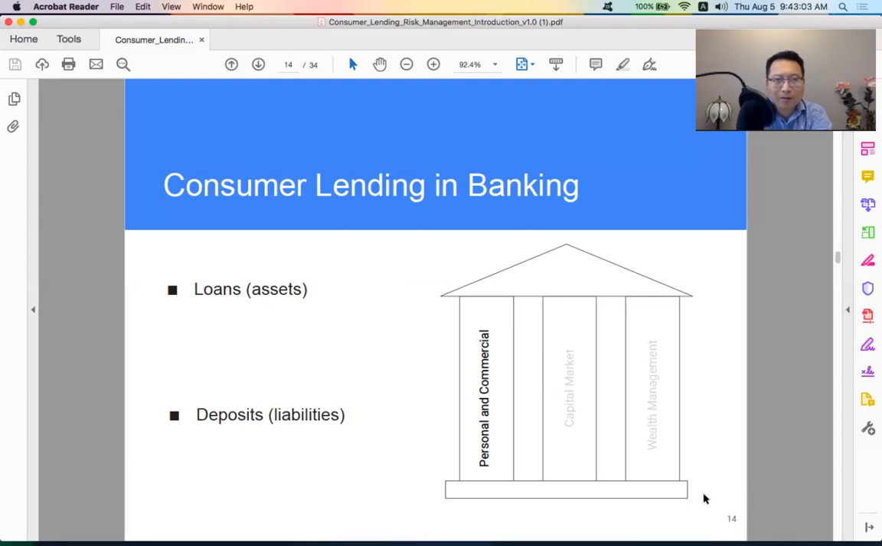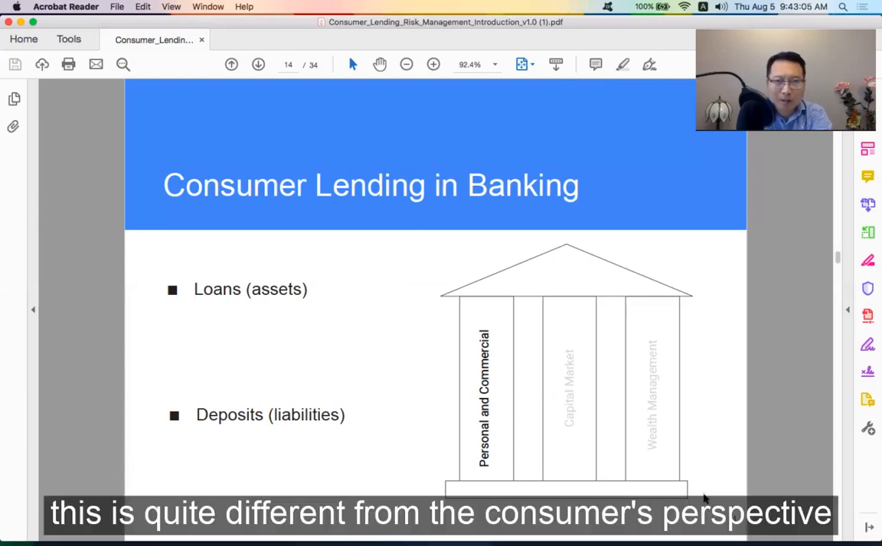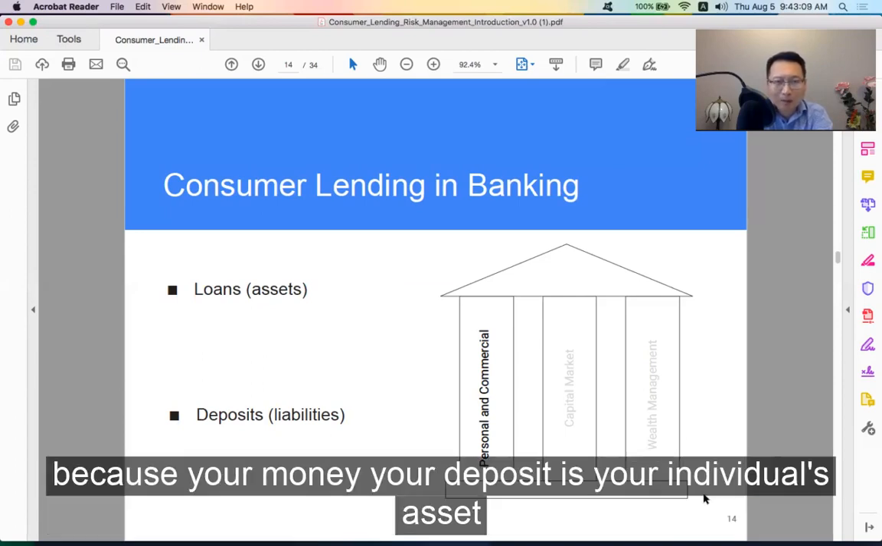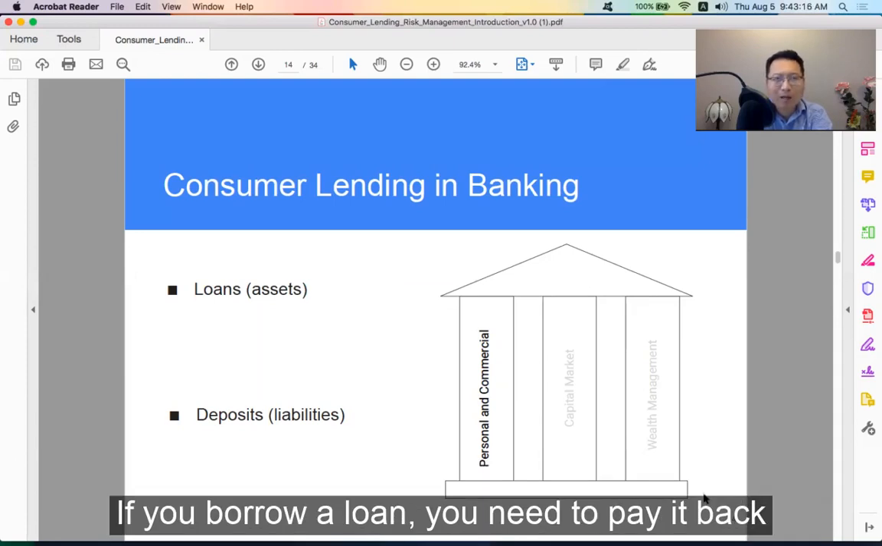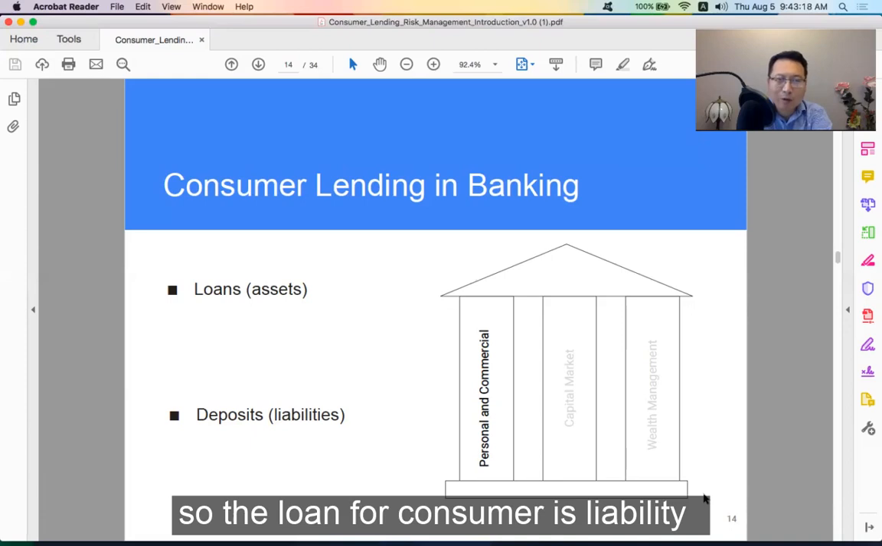So this is quite different from a consumer's perspective, right? Because your money, your deposit, is an individual's asset. So if you borrow a loan, you need to pay it back. So the loan for a consumer is a liability.